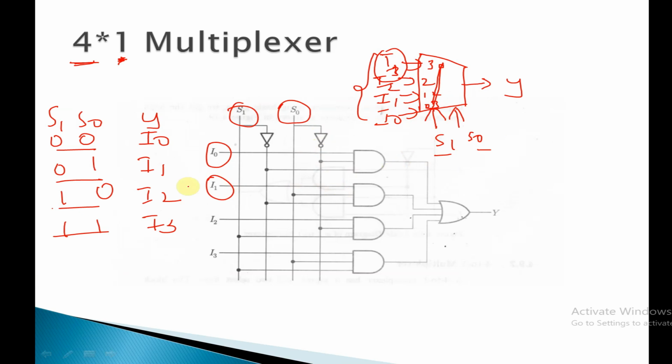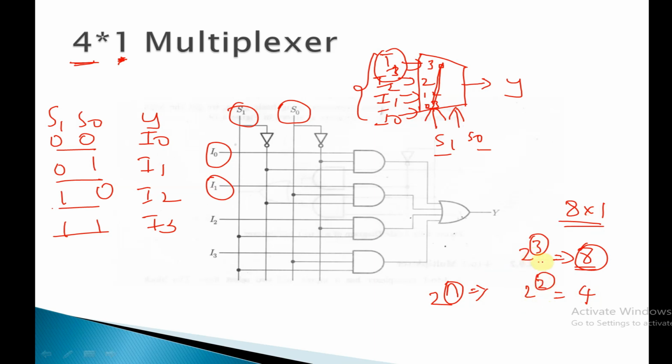Depending upon the number of inputs, we can find the number of select lines using the formula 2 power n, where n is the number of select lines. For example, 2 power 3 is equal to 8, so for an 8 cross 1 mux, the number of select lines will be equal to 3. And for a 4 cross 1 mux, 2 power 2 is equal to 4, so there will be 2 select lines. Like that you decide how many select lines are there for a particular design.